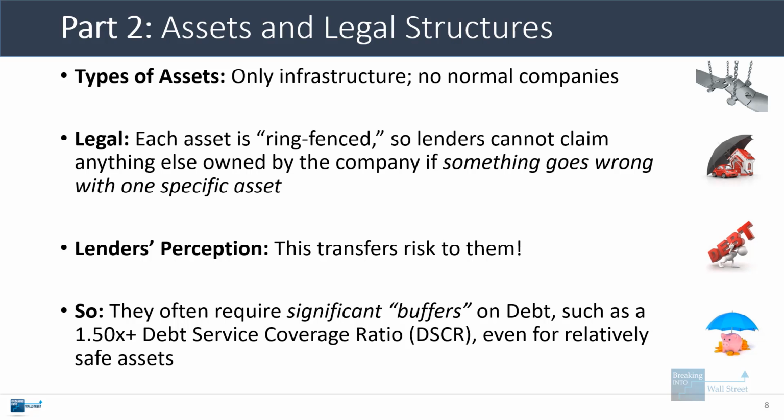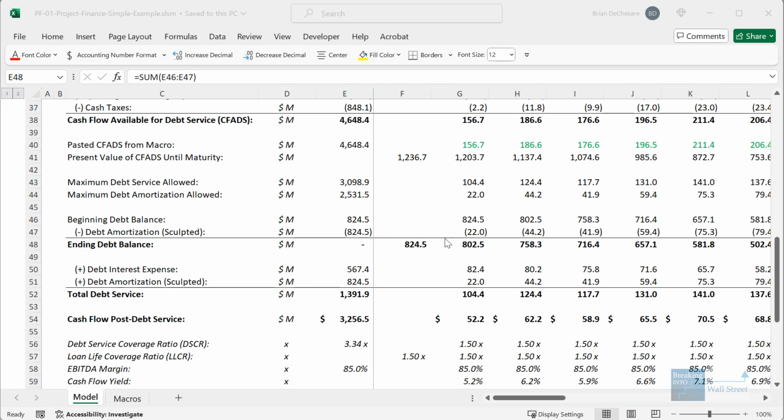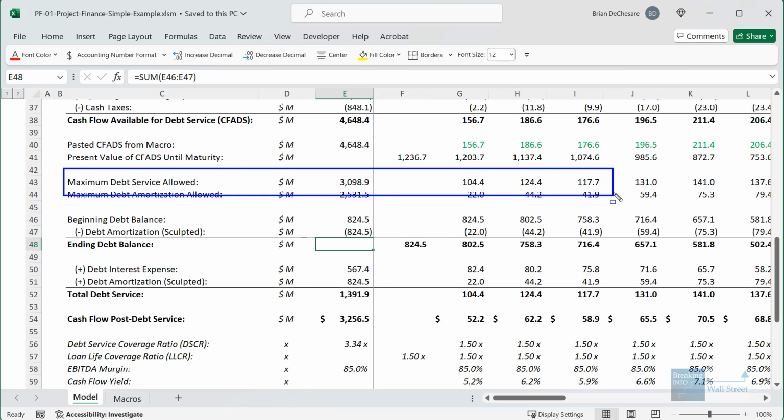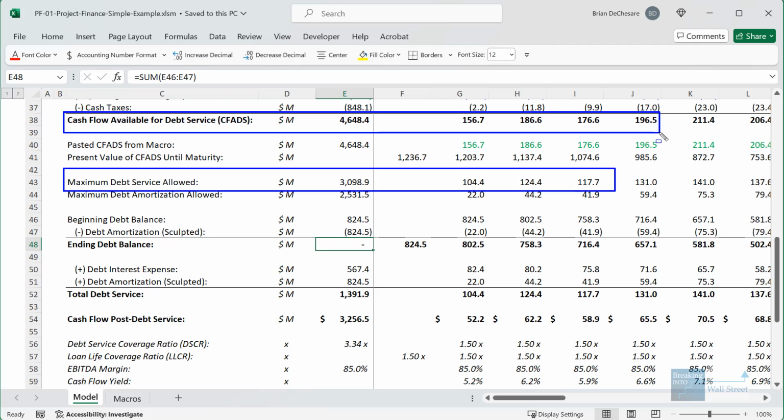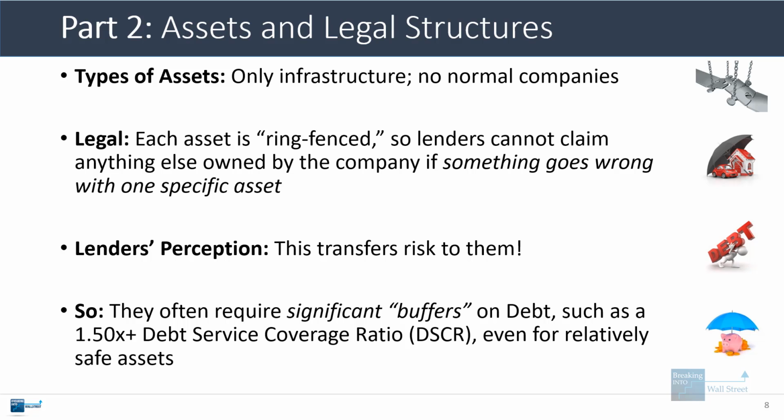So in practice, they often require significantly higher buffers on the debt, such as maybe a 1.5x debt service coverage ratio, even for relatively safe assets. And if you go to the sample Excel file, the loan life coverage ratio, which is effectively the same as the debt service coverage ratio here, is 1.5x. This means that the maximum debt service has to be significantly lower than the cash flow that is actually available to service the debt, and it's partially as a result of this legal structure.